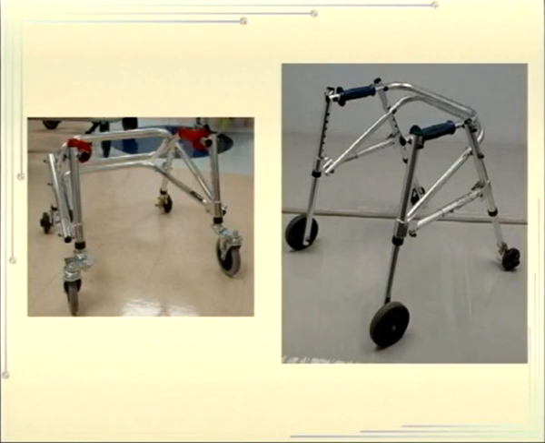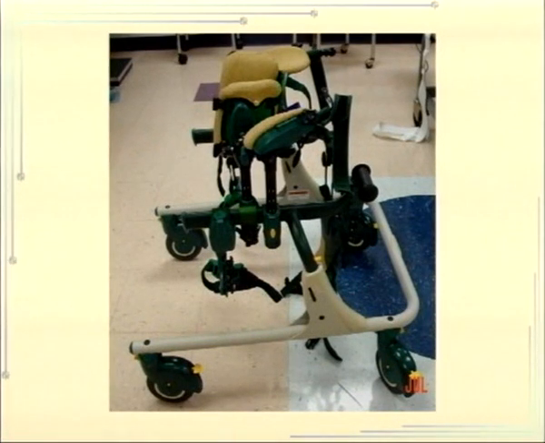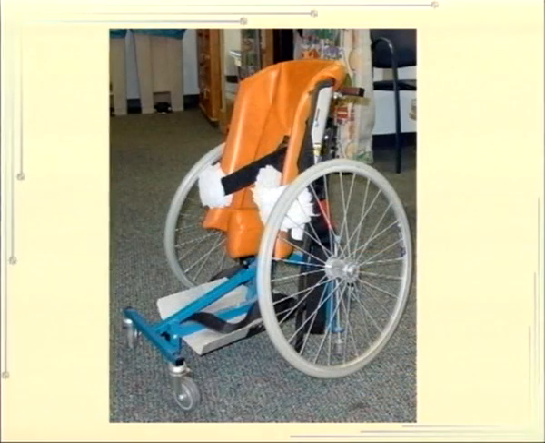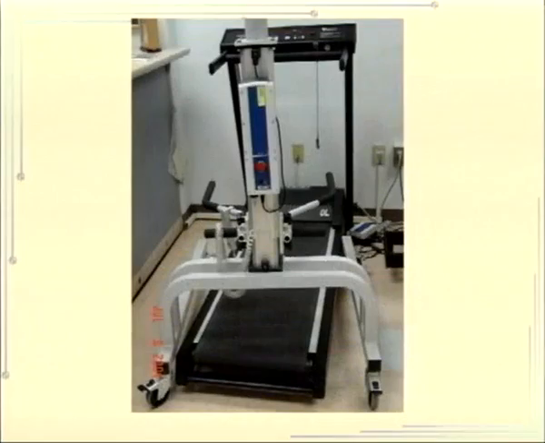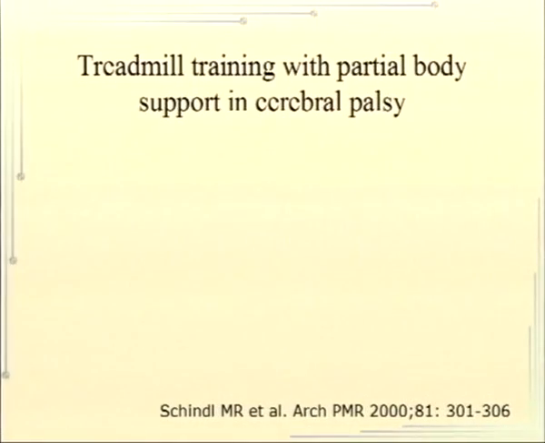These are 2 walkers. You all know about walkers. This is a gait trainer that we use in pediatrics. It's basically a supported walking device on wheels. Here's a mobile stander. This is a supported stander which you can hook up over a treadmill and then do walking exercises on the treadmill.